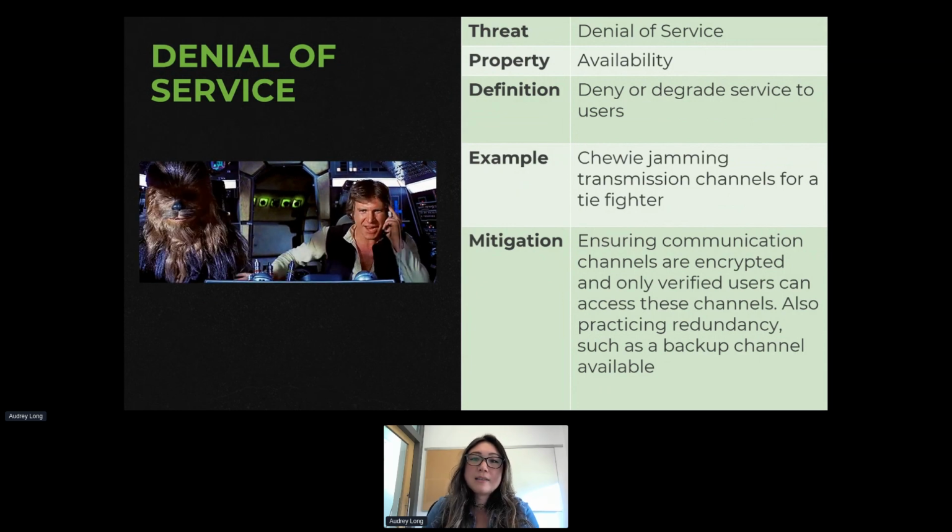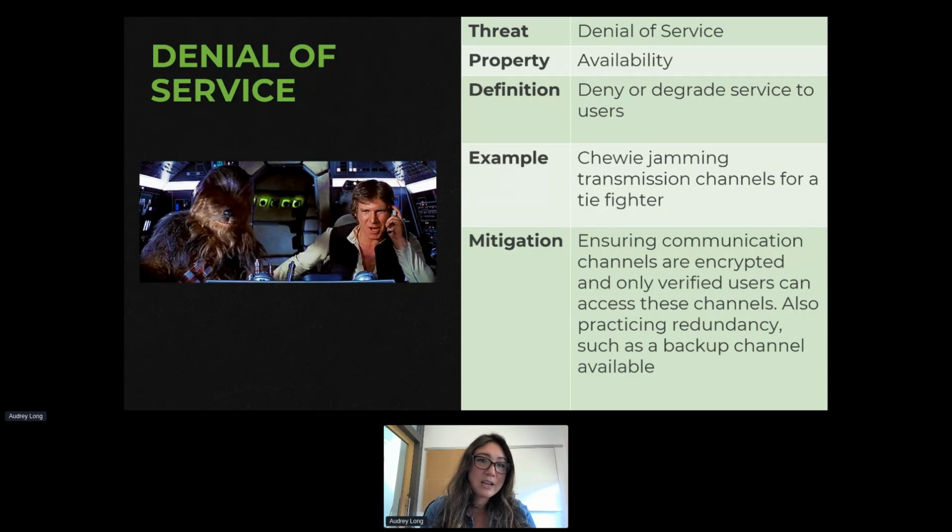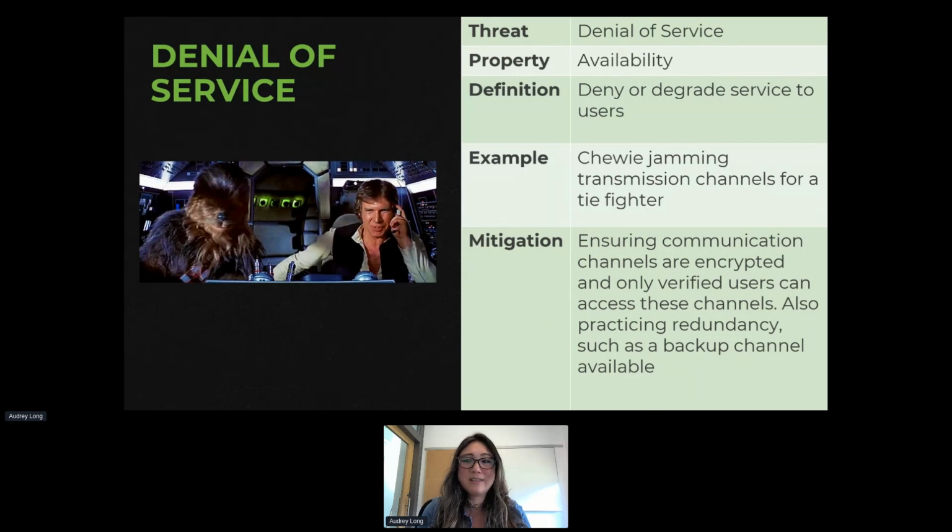Employing load balancing, redundancy, and DOS mitigation techniques would be vital in ensuring uninterrupted operation. In this example, we see Chewie jamming transmission channels for a TIE fighter. Ensuring that communication channels are encrypted and only verified users can access those channels is also paramount. Also, practicing redundancy, such as backup channel availability if one channel goes down. So we also have the constant communication.